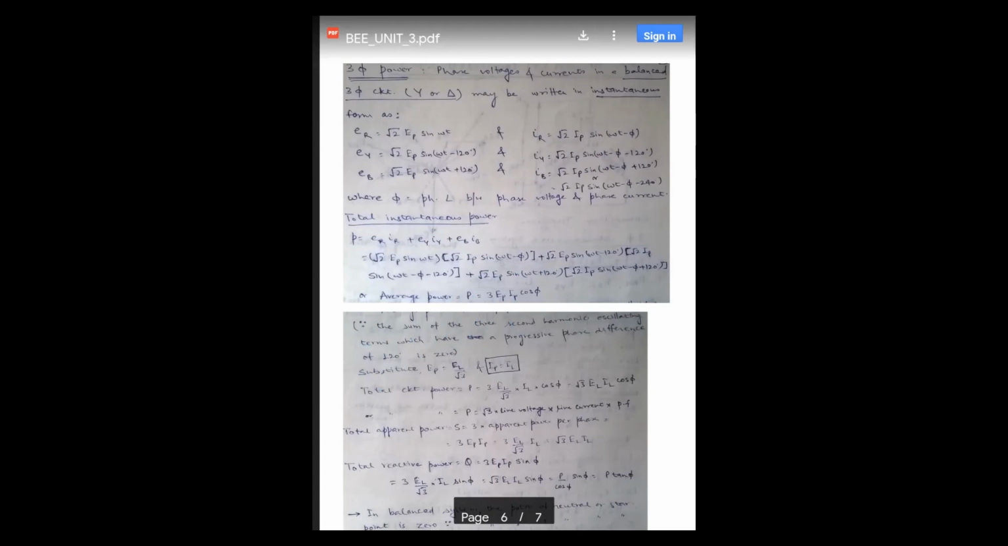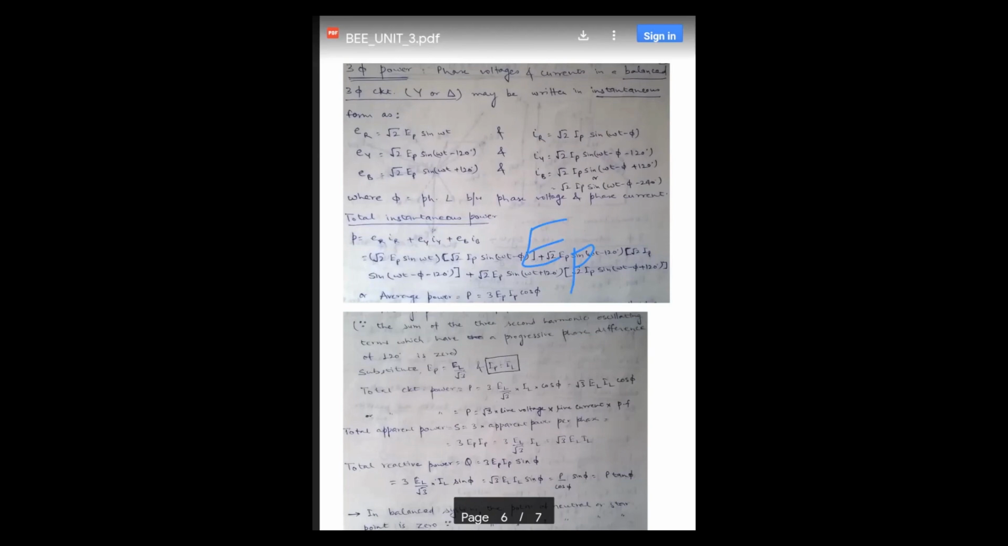What was the instantaneous value of the voltage or emf in the single phase? It was Em sin omega t. But here we have used this EP. What is this EP? This is the phase voltage, and since it is represented in capital letters, as I have explained earlier as well, capital letters mean that we are talking of RMS values.